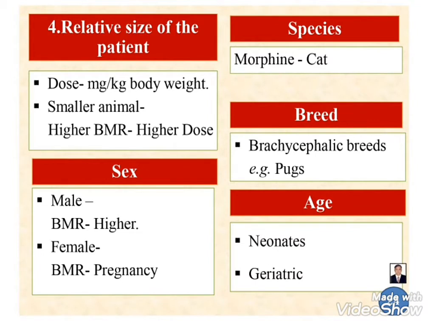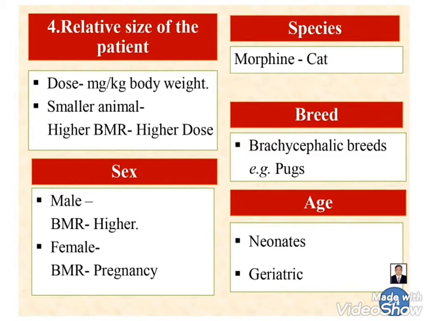Small animals have a higher metabolic rate than large animals. Hence a large dose of anesthesia is required in small animals because the BMR is high as compared to the large breeds, particularly in Spitz, even the Pomeranians, even the pugs. These are the small breeds. The BMR of these breeds is very high, so the dose is higher.